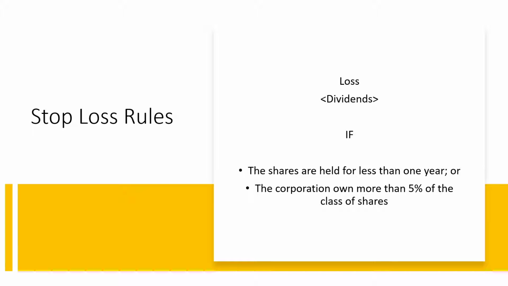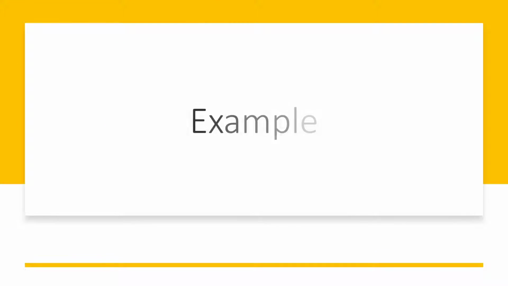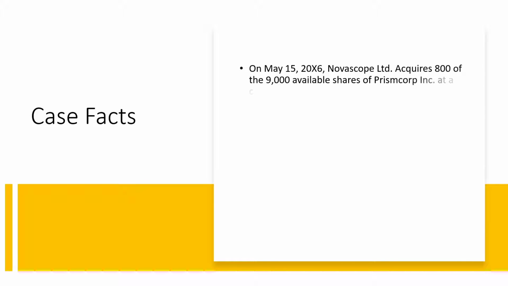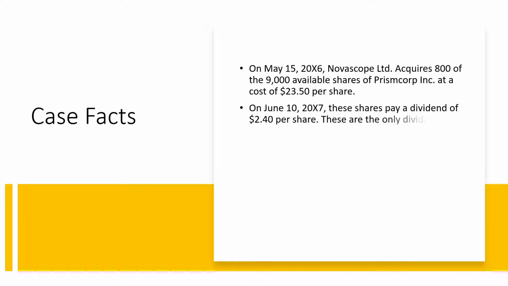Let's apply these rules to an example. And we'll start off by looking at some case facts. So the case facts are as follows. On May 15th, Novascope acquires 800 of the 9,000 available shares of Prism Corp at a cost of $23.50 a share. On June 10th, these shares pay a dividend of $2.40 a share. These are the only dividends that were received on these shares.